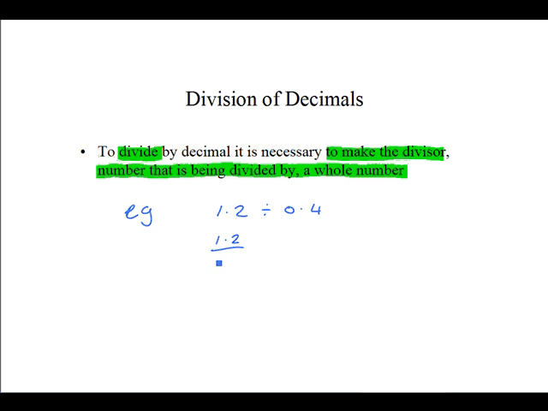So what I do is I write it as a fraction or fraction-like, and then what I do is I write it as an equivalent fraction. What I've got to multiply the 0.4 by to make it into a whole number. So I multiply top and bottom by 10. So I end up getting 12 over 4.